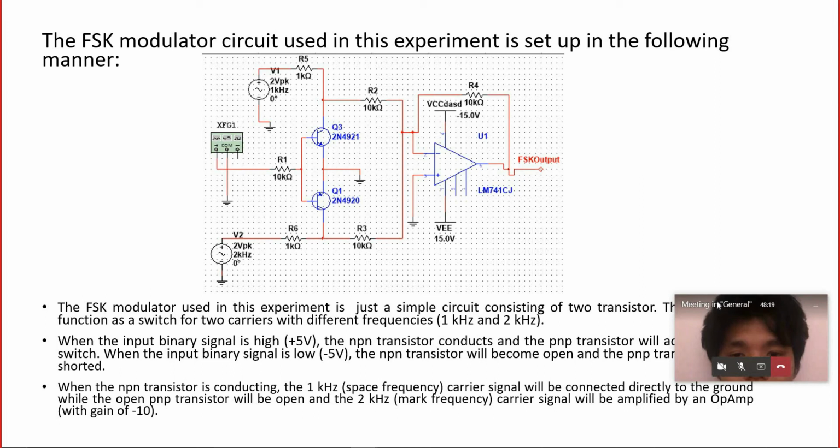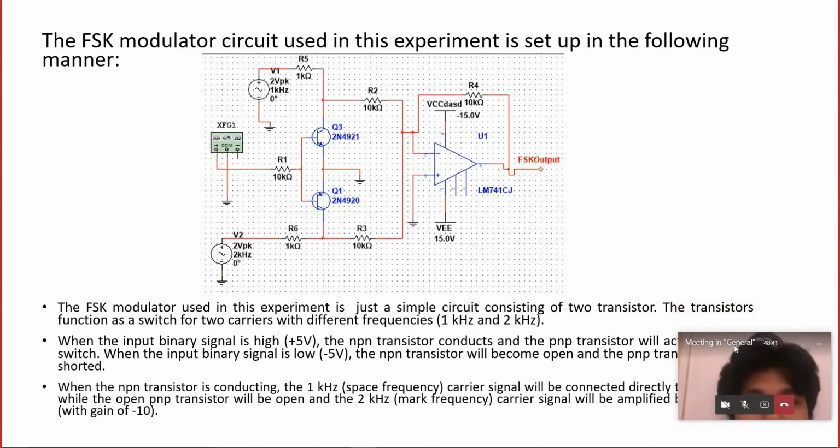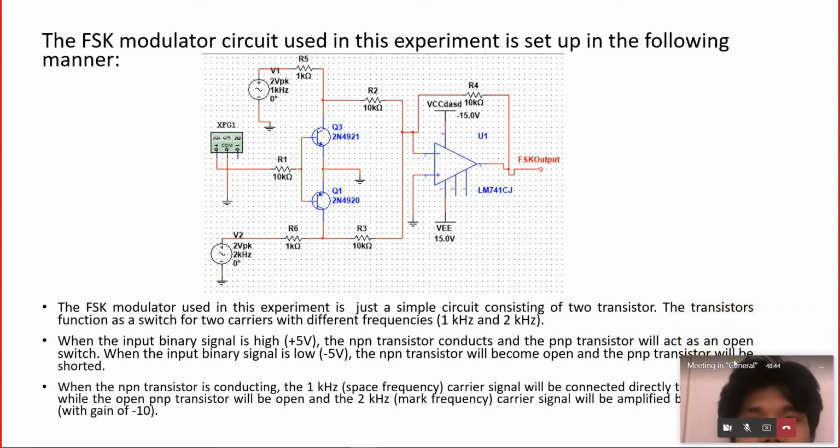When the NPN transistor is conducting, the 1 kHz or space frequency carrier signal will be connected directly to the ground, while the PNP transistor will be open, and the 2 kHz or mark frequency carrier signal will be amplified by an op-amp with gain of -10. Pag input high yung 2 kHz na carrier, magiging input sa comparator. Yung 1 kHz magiging shorted. Yung input carrier frequency ma-amplify ng op-amp. Yung gain ng op-amp is -10.